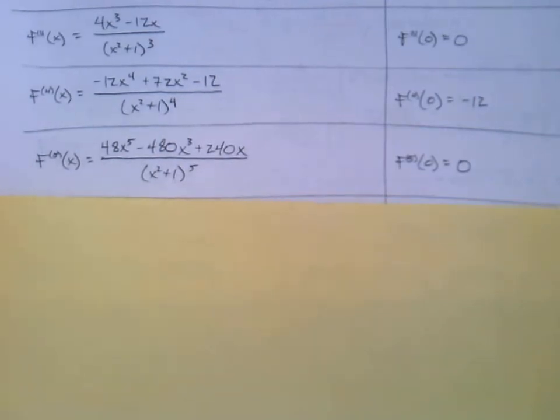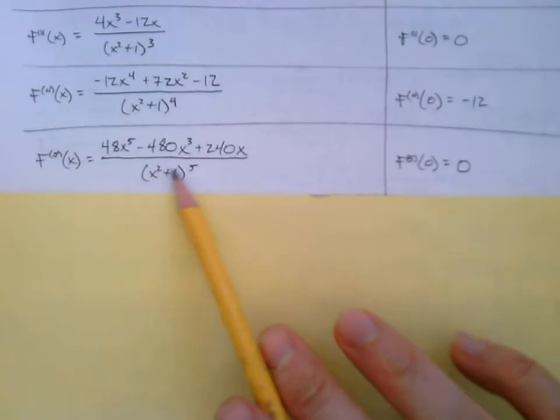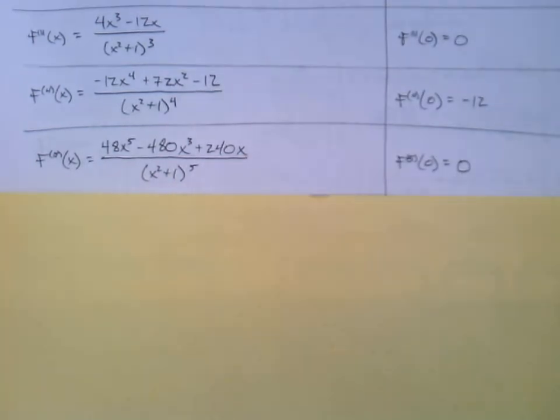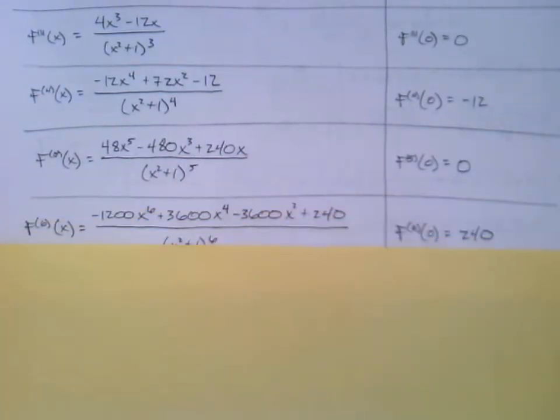All over x squared plus 1 to the fifth. So plugging in 0, everything in the numerator is 0. So there's another 0. We need a sixth derivative, and turns out this will do it for us. Another big quotient rule: negative 1200x to the sixth plus 3600x to the fourth minus 3600x squared plus 240 over x squared plus 1 to the sixth. When you simplify that, plugging in 0 now, we get 240 over 1.